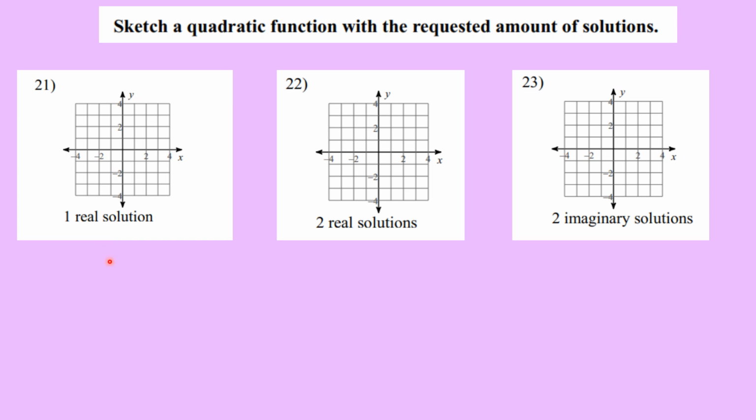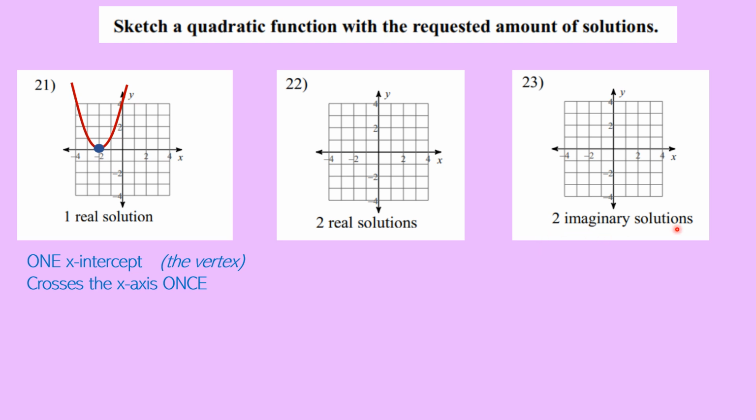Numbers 21, 22, and 23 want you to sketch a quadratic function with the requested amount of solutions. If you have 1 solution, you're going to cross the x-axis 1 time. That's it. 1 x-intercept crosses the x-axis once. That x-intercept is also the vertex. It'll be the minimum or maximum. We're going to skip 22 because it's an even, and we're going to do number 23.